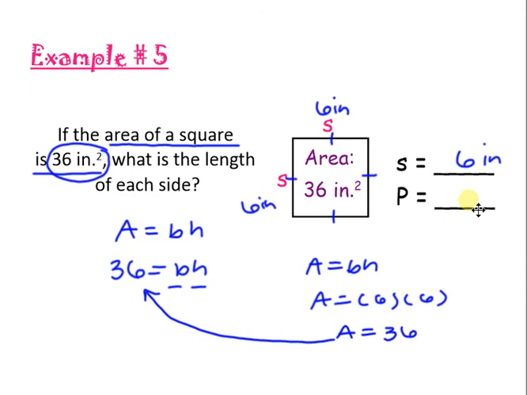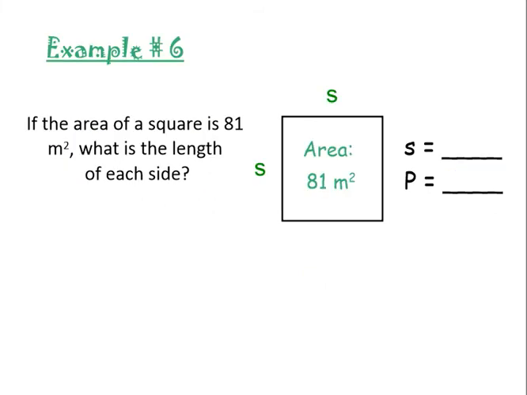So then, what would be the perimeter of this shape? Well, if each side is 6 inches, 6 plus 6 plus 6 plus 6 is 24 inches. That's a little confusing, so I'm going to do another example.